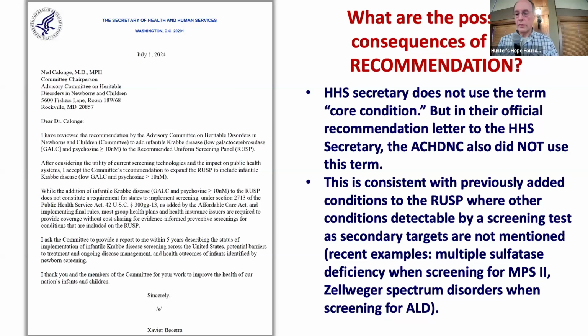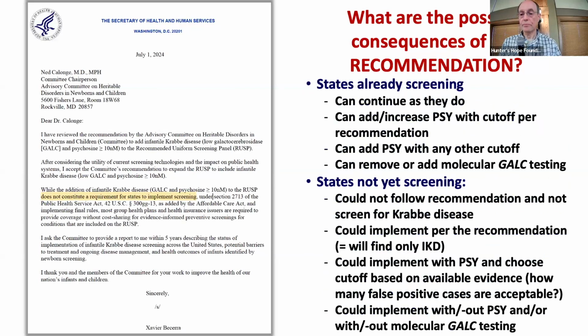Examples are multiple sulfatase deficiency, which would be a secondary target when you screen for MPS II, or Zellweger spectrum disorders when you screen for ALD. They're not listed as secondary targets on the RUSP. I don't know why. So what's now?